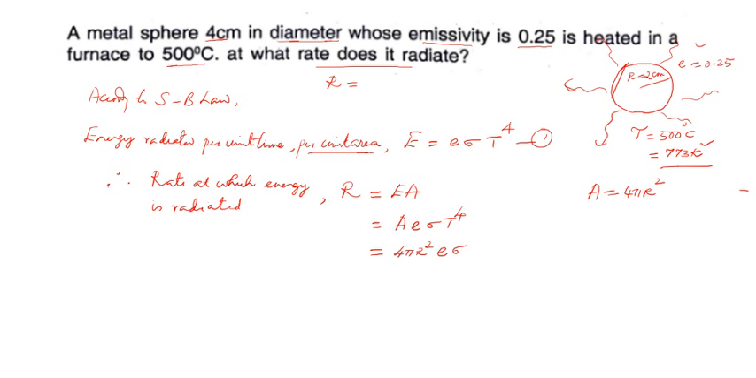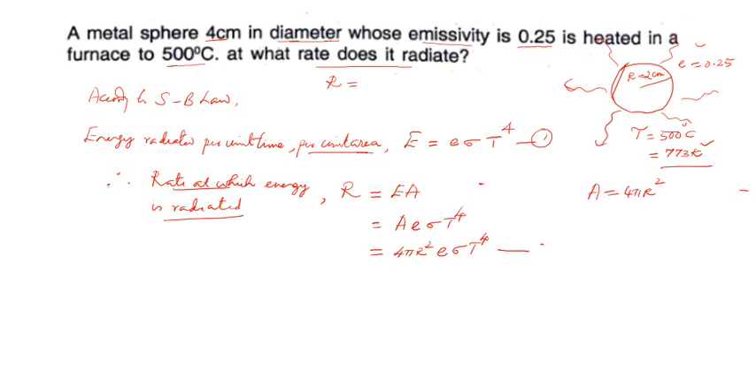So this will be our required answer, the relevant equation for the question asked: the rate at which energy is radiated. Now the question can even be asked differently: what is the total energy radiated in a certain time, say in 1 minute? Then you have to multiply this R equation with 60, because this is per second. This is the energy radiated per second that you have calculated by equation number 2.